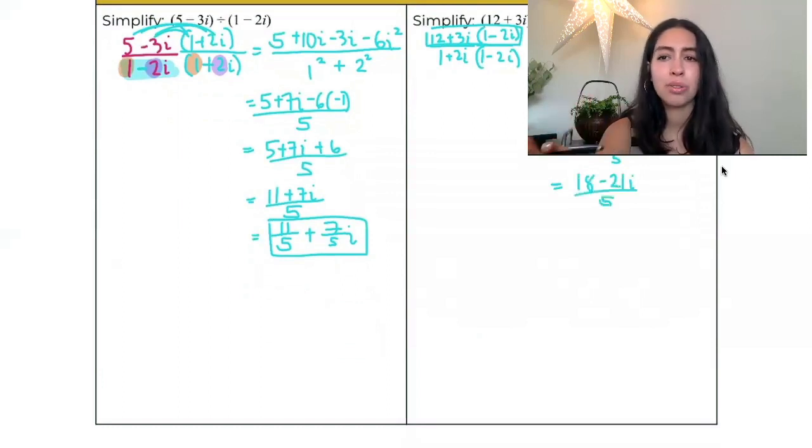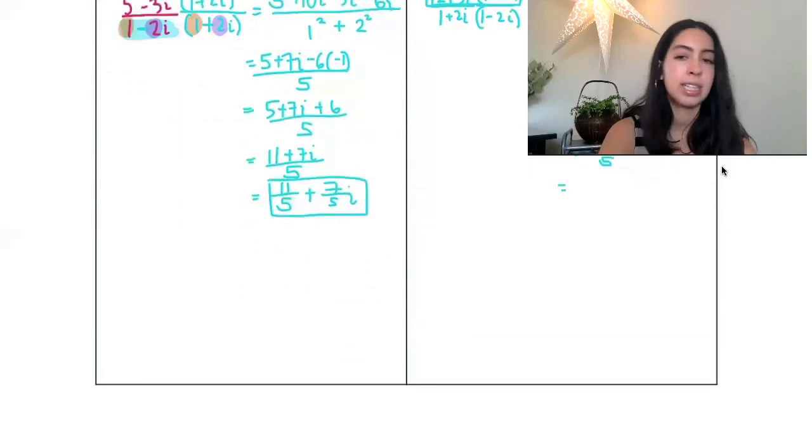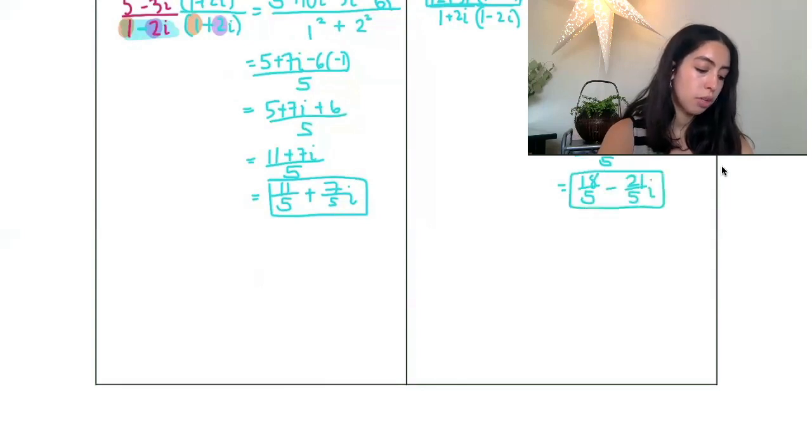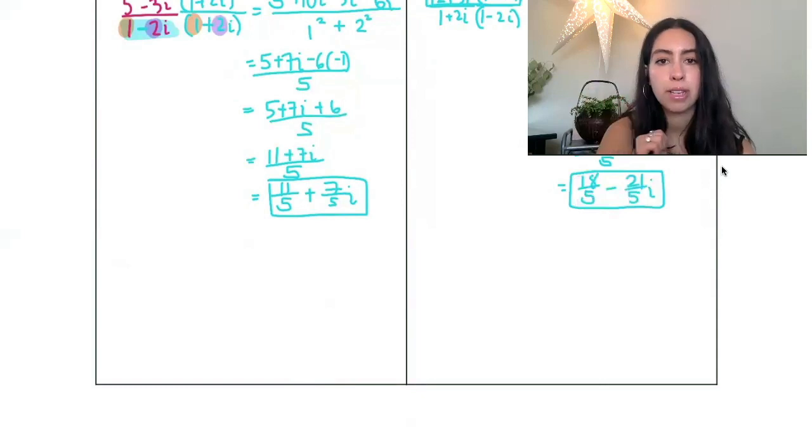And again, this is totally a complete answer, but if we want to put it in standard form of a complex number, we do want to split it apart so that way we can see very clearly, again, the real part, which is 18 over 5, and the imaginary part, because every complex number has both of those pieces.